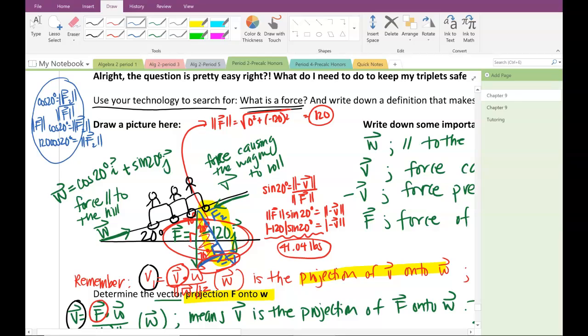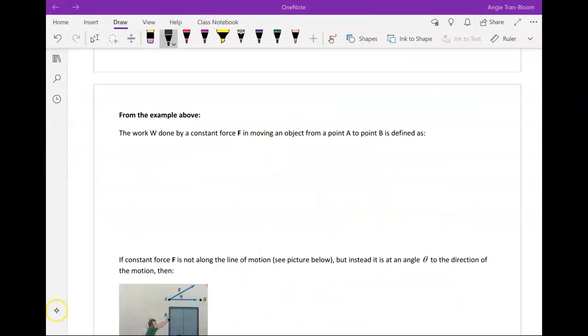I'm going to erase this circle. There you go. All right, ready? The perpendicular force to the hill is 112.76 pounds. Okay, so this is the force that's perpendicular to the hill. All right, that's just an extra. The question in here did not ask for that.